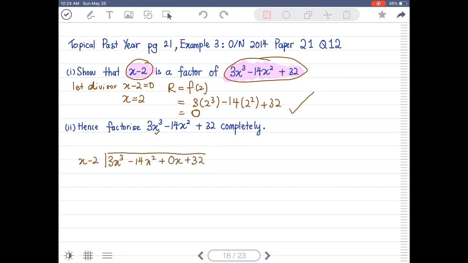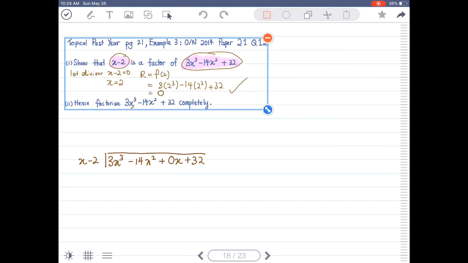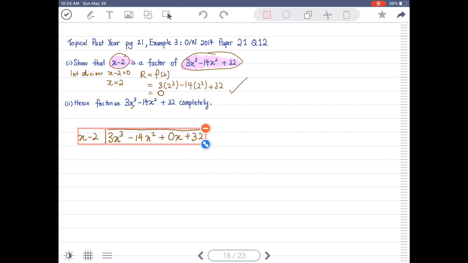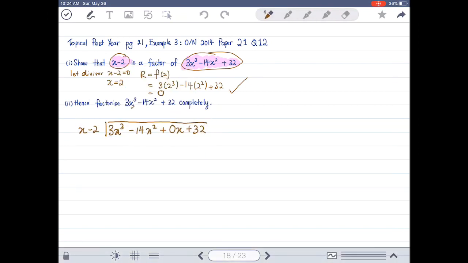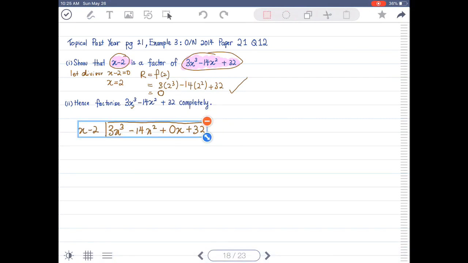And do the long division like usual. Let me resize that so that we will have more space to do the workings. Okay. Right, again, the process of long division.